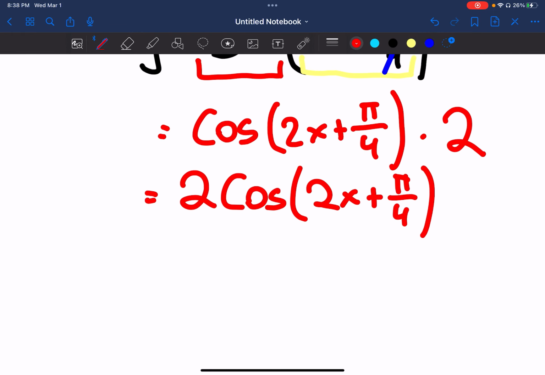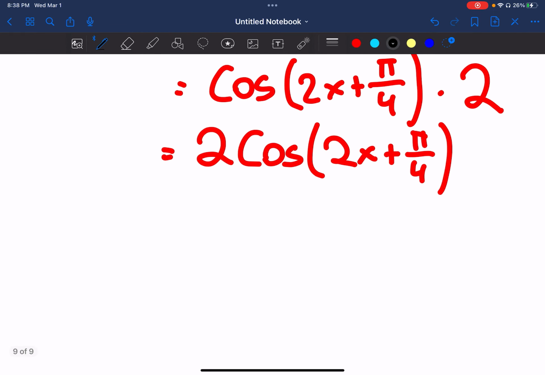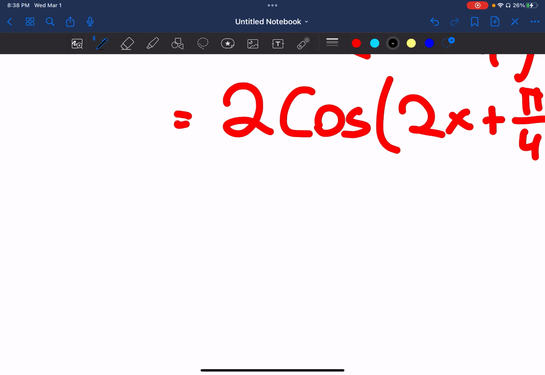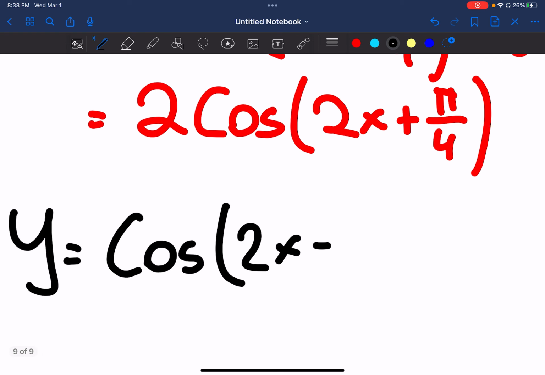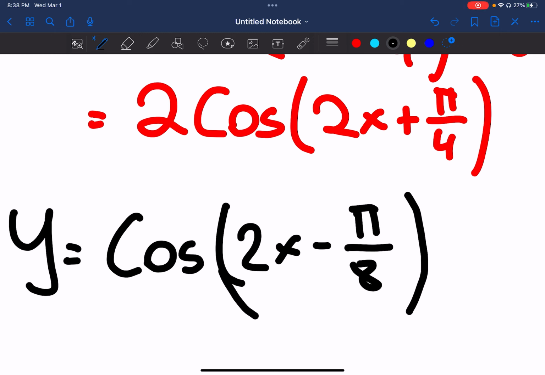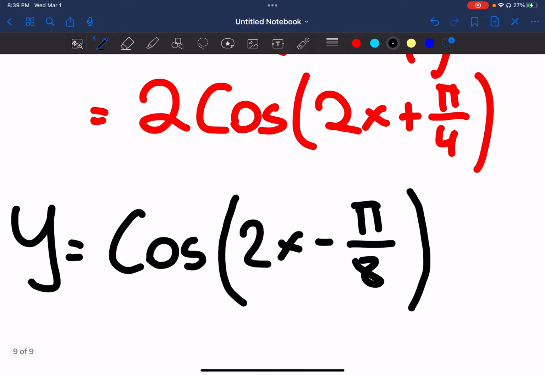That looks good. Okay, let's go on to another question. So let's say we have, I don't know, y equals cos of 2x minus pi over 8. And I want you to find the derivative of this, right? So how do you find the derivative of that?